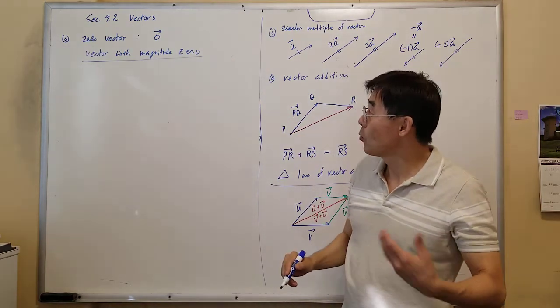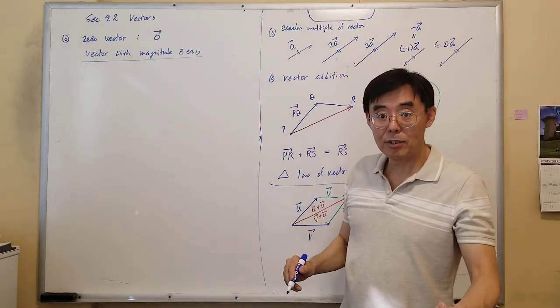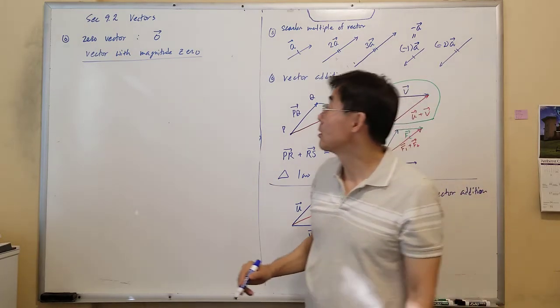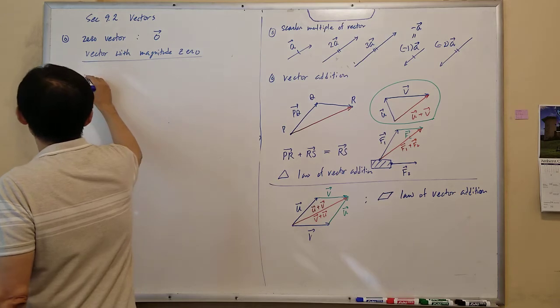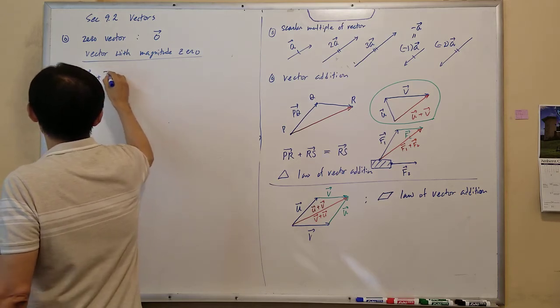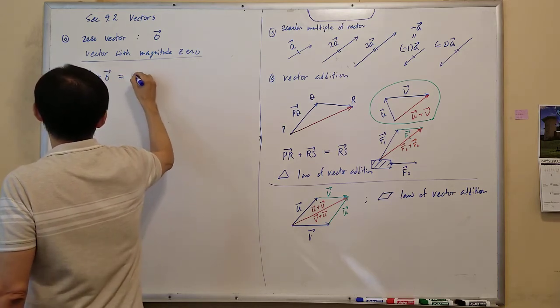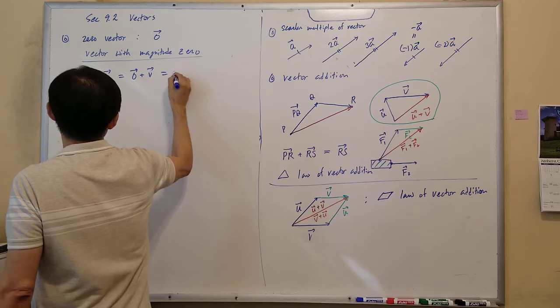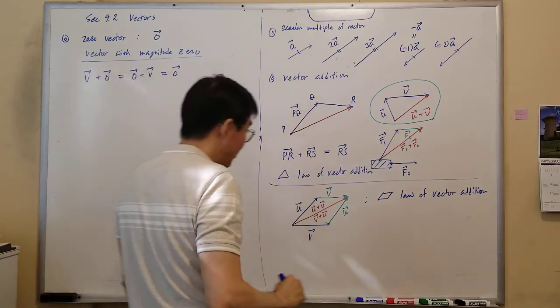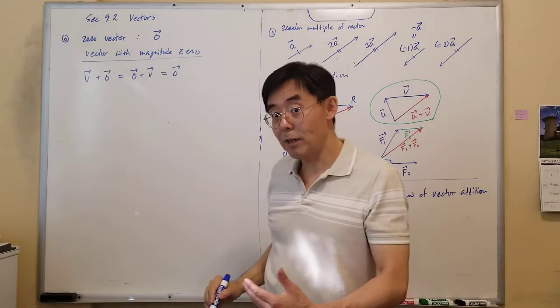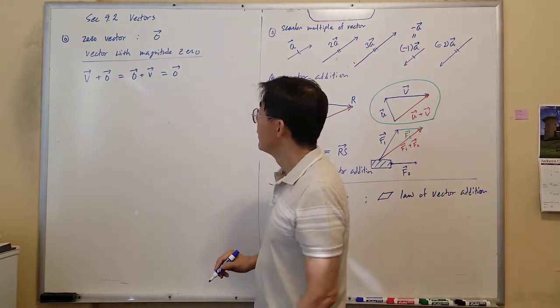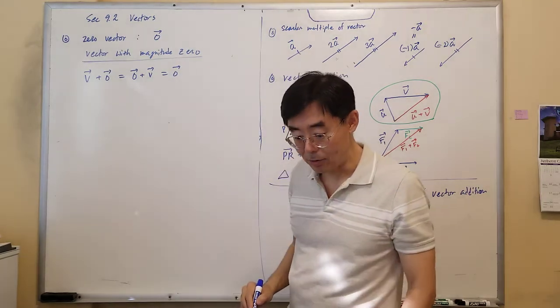So the zero vector works just like the number 0 in real number addition. Vector v plus the zero vector, or zero plus vector v, is just vector v. Okay? So the zero vector is the identity in vector addition.